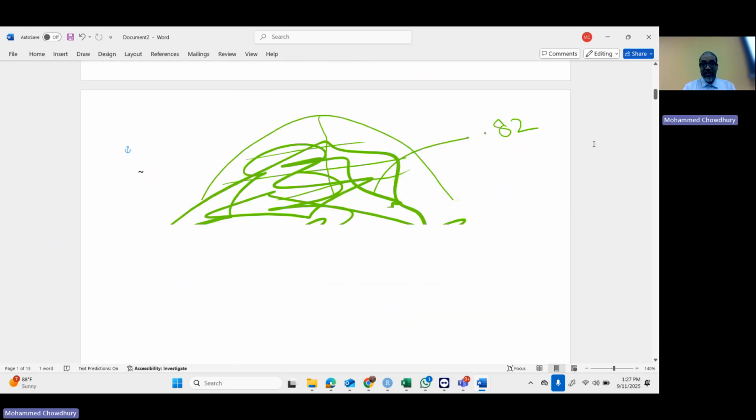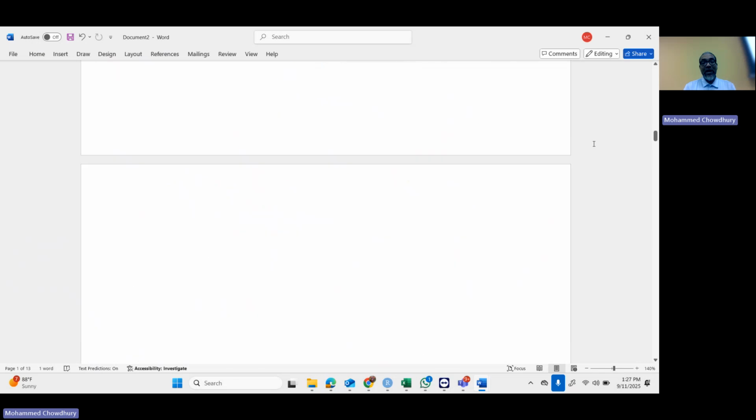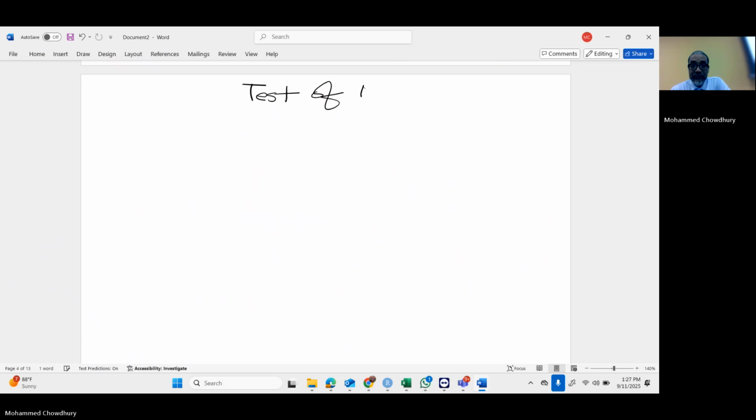After confidence interval, now I want to discuss another concept, which is called test of hypothesis. After these discussions, then I'll go to R and explain all of these things. Test of hypothesis.